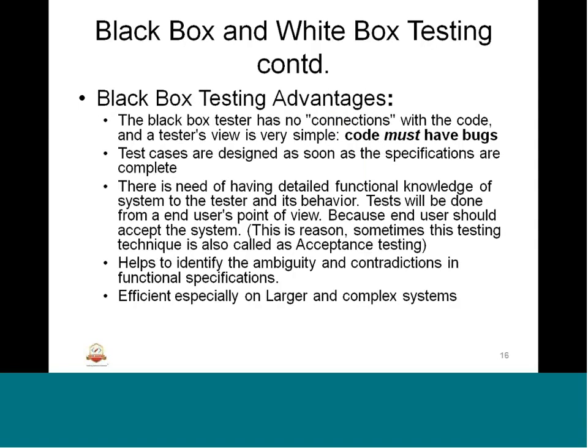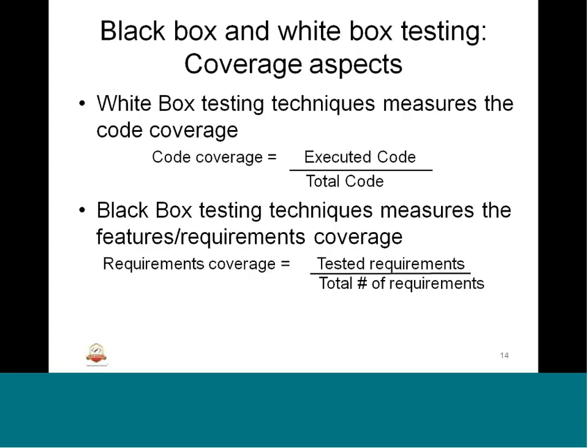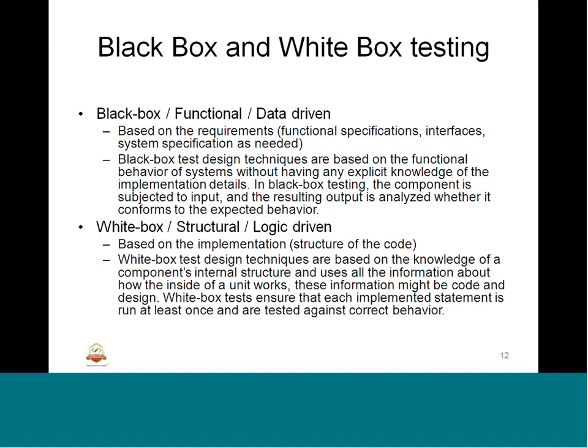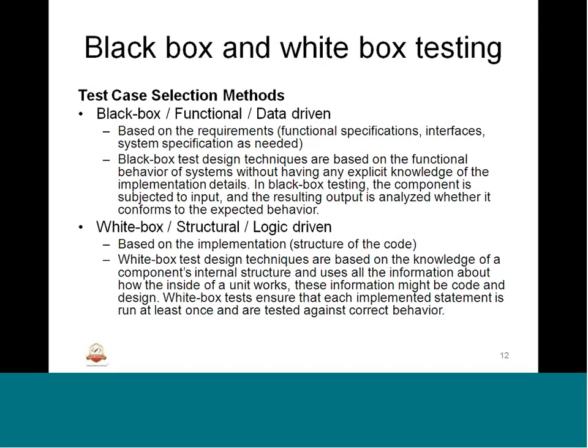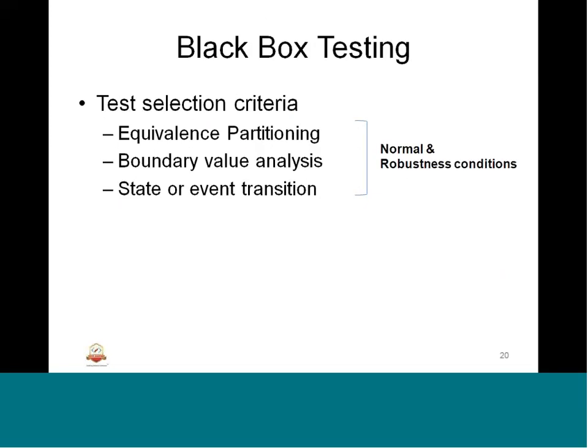We know that test selection criteria is based on different methods. For black box, we have functional, data driven. These are some of the inputs. So don't get confused with the methods and the criteria that we have for test selections. Equivalence partitioning, boundary value analysis, state or event transition. So we know the requirements, what are those, how it is going to be tested. All this should be covered under one of the criteria, or we should have the criteria used for selection. These selections are primarily based on normal or robustness conditions. We will detail out all these things in the next slides, and it will be in the next class.